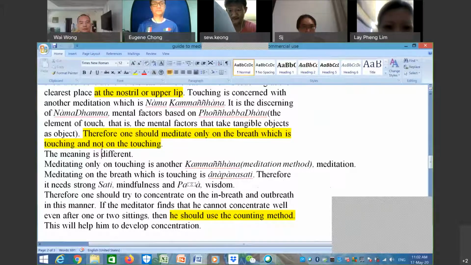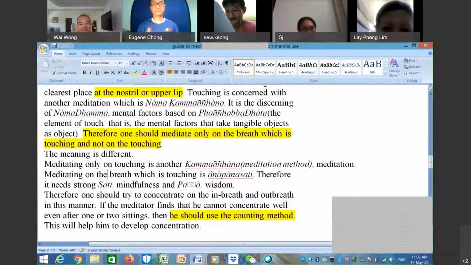The meaning is different. Meditating only on touching is another meditation. Meditating on the breath which is touching is anapanasati. Therefore, it needs strong sati, mindfulness, and wisdom. Therefore, one should try to concentrate on the in-breath and out-breath in this manner.